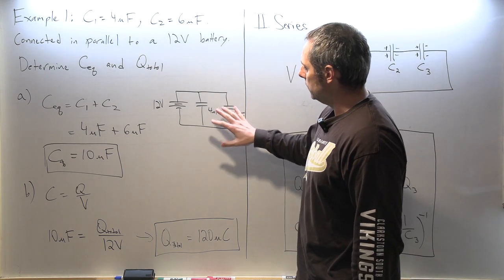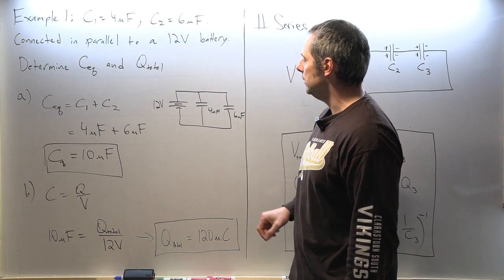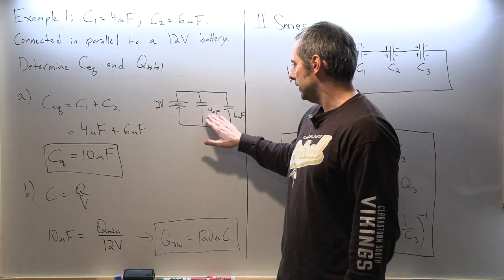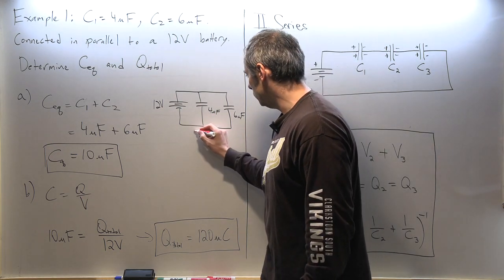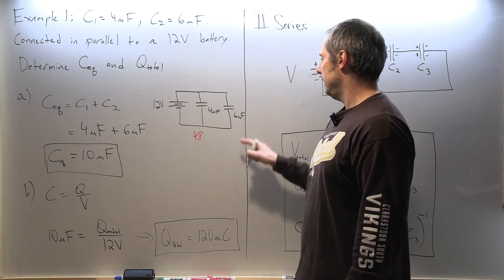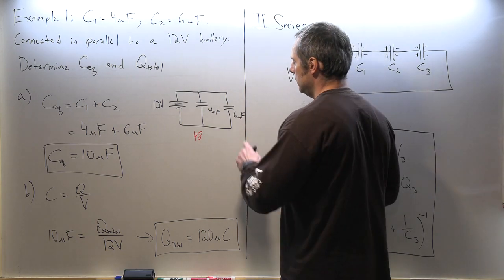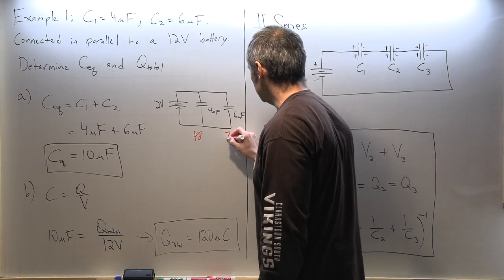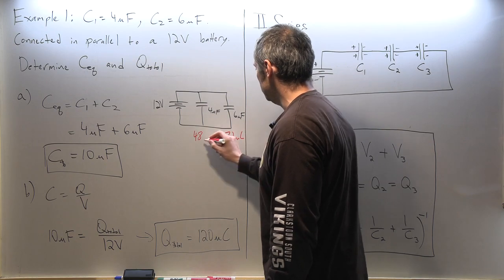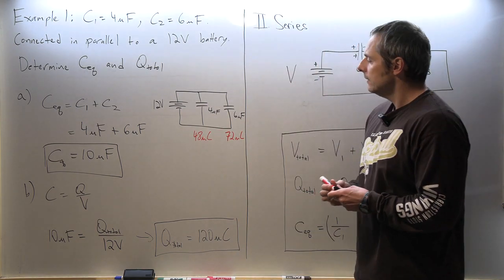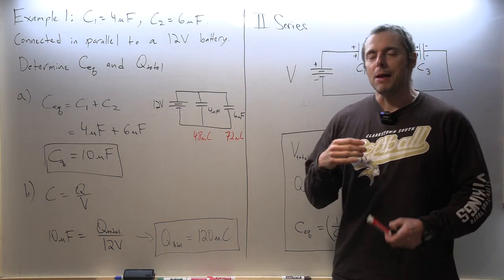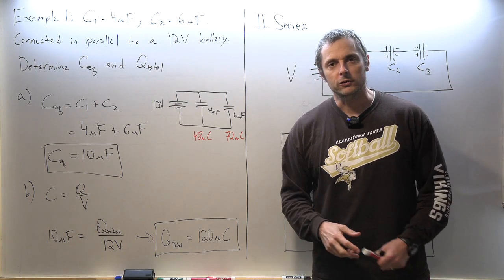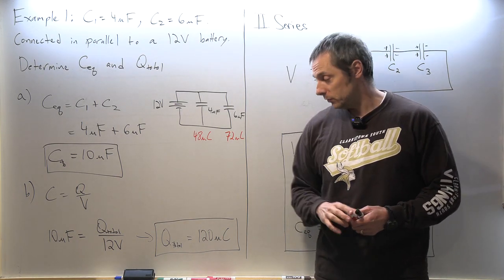Another way I could have done this is I could have found the charge on each of these using C equals Q over V for this and that, giving me a Q here of 48 microcoulombs. And then do the same thing, C equals Q over V, 6 microfarads equals Q over 12. Multiply the 12 to the other side, and I get 72 microcoulombs on this one. And then add them up and get 120. So my point is that a lot of times in these circuit problems, you can use many different ways to solve the answer and get a correct result.